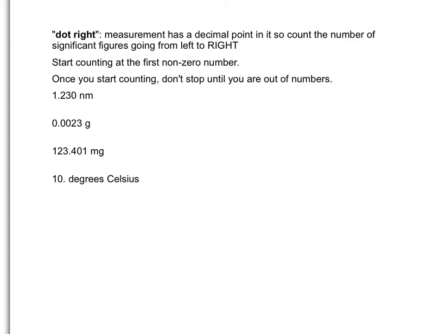So the number 1 is a non-zero number. That will be our first significant figure. The 2 will be our second, the 3 will be our third, and the 0 will be our fourth. So this measurement has 4 significant figures, or 4 sig figs for short.